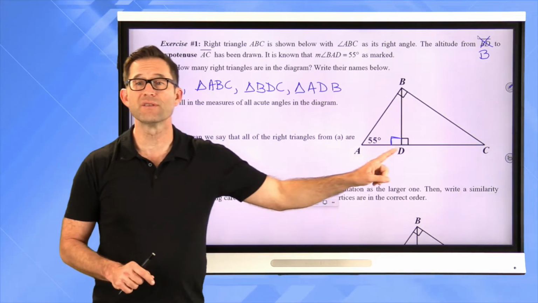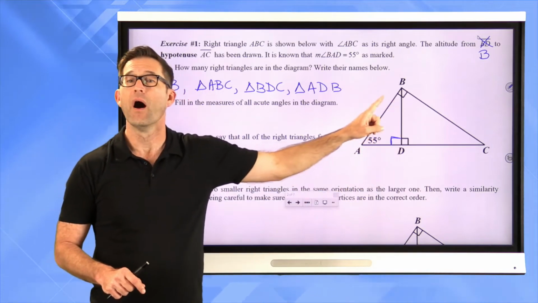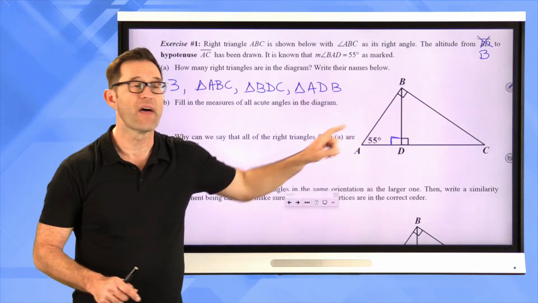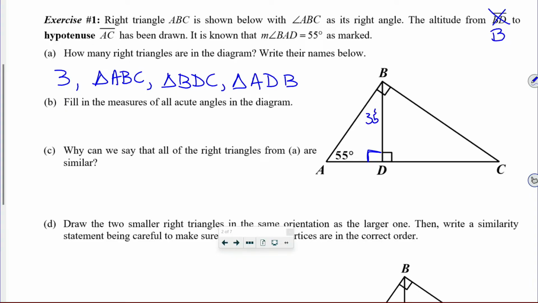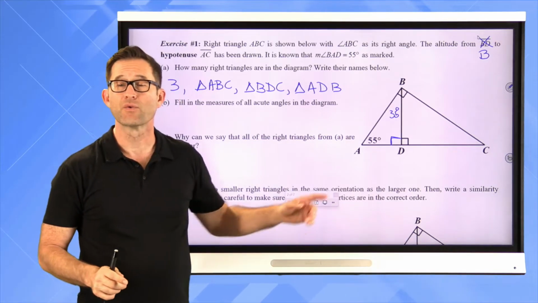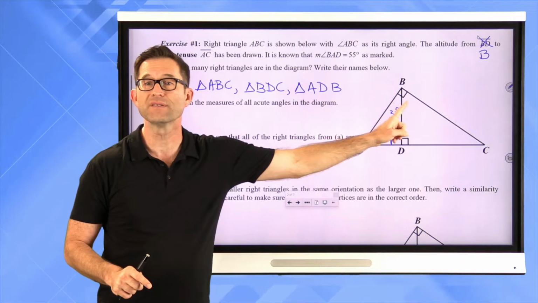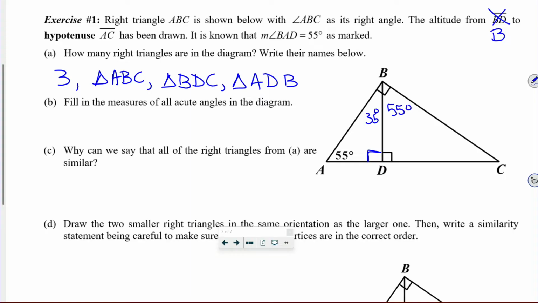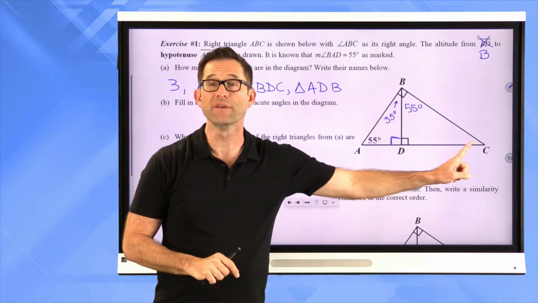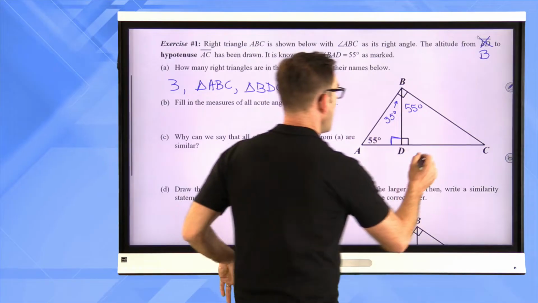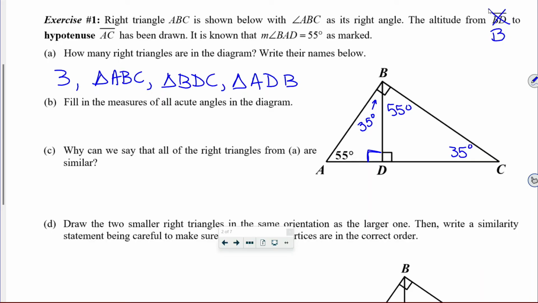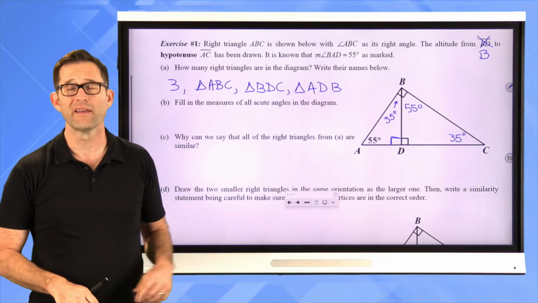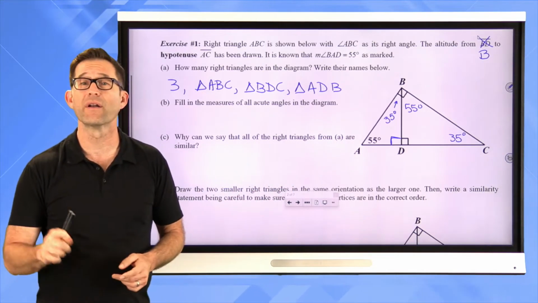Well, if I just consider right triangle ADB, I can do 90 minus 55 and I'll find that angle is 35 degrees. Likewise, if I wanted to figure out this angle, this entire angle is equal to 90, so 90 minus 35 would be 55 degrees. That doesn't really look like 35, so I'm going to write that a bit better. 35 degrees right up there. Now, to figure out this angle, I could always do 90 minus this angle, and that would be 35 degrees. So it looks like in this diagram, I either have 55-degree angles, 35-degree angles, or 90-degree angles.